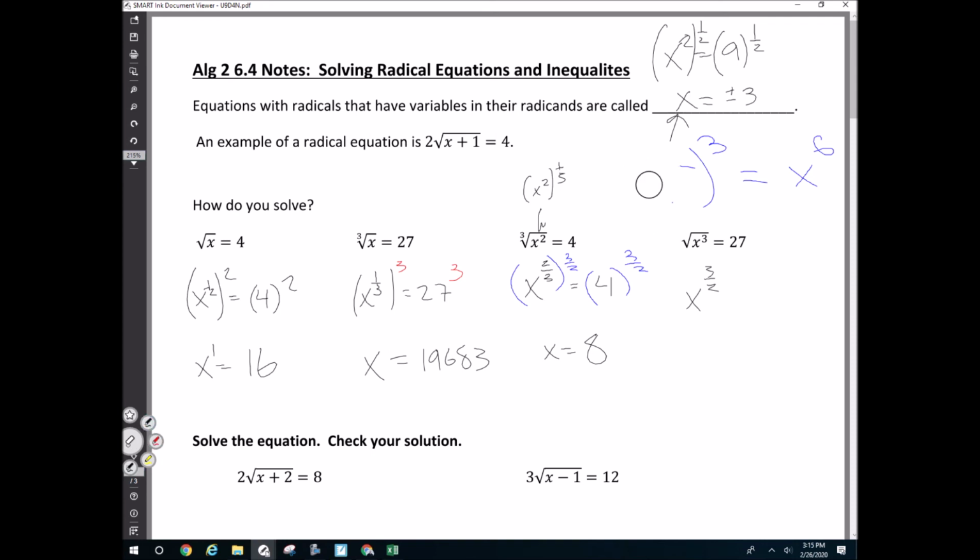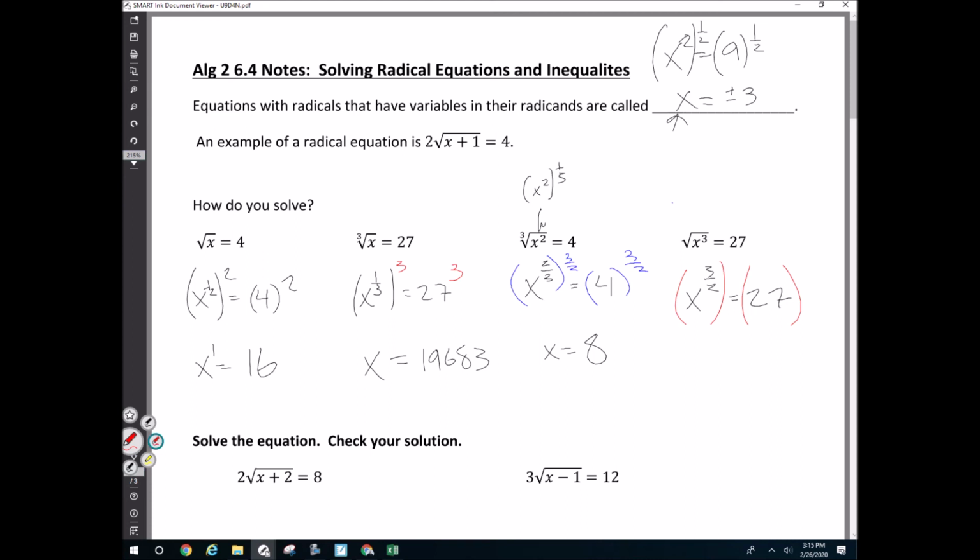Now, we need to get x by itself. What do you think you do to both sides? Miss Arbogast. So it's not multiplying, it's taking both sides to a power.